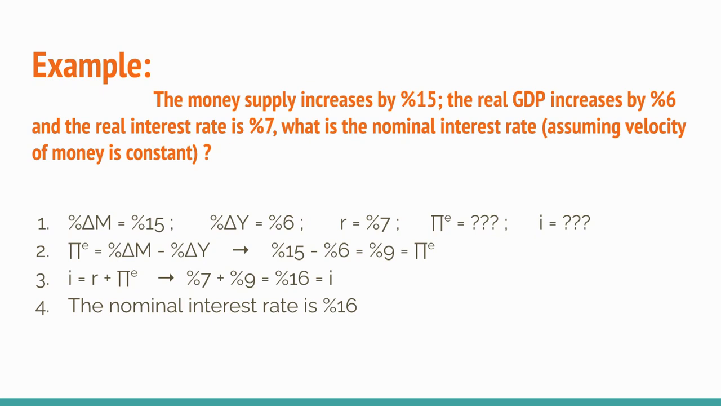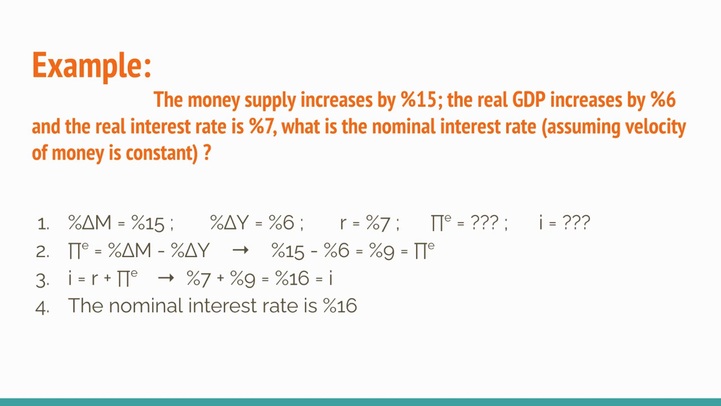So in step two, we can use a formula that we discussed earlier to find the expected inflation rate, which is the change in money supply minus the change in real GDP. So we already have those numbers. It's 15% minus 6%, which is 9%. So 9% is the expected inflation rate.